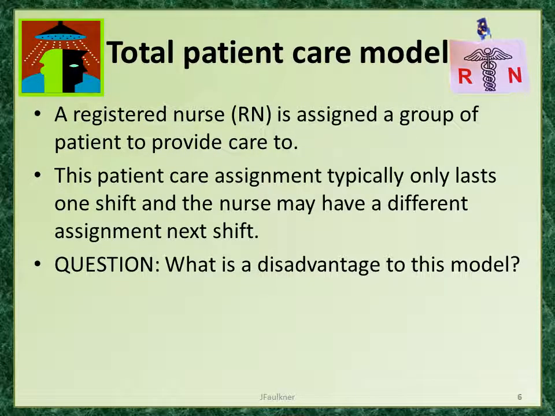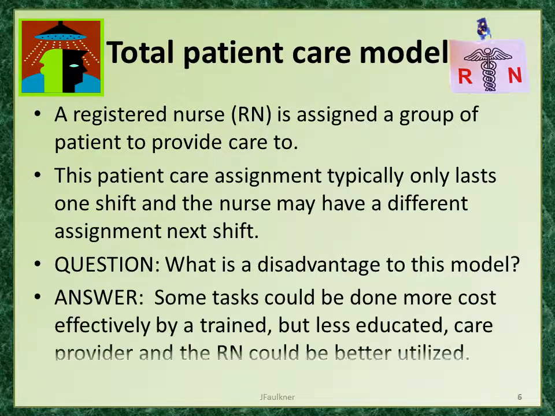Another model is the total patient care model. In this model, the RN is assigned a number of patients. This patient care assignment typically only lasts one shift, and the nurse may have different assignments on the next shift. What are the advantages and disadvantages to this model? One advantage is that the patient receives continuous, holistic care provided by a registered nurse. Some disadvantages are that the tasks could be done more cost-effectively by an educated and trained, but less educated, care provider, and that the nurse could therefore be better utilised.